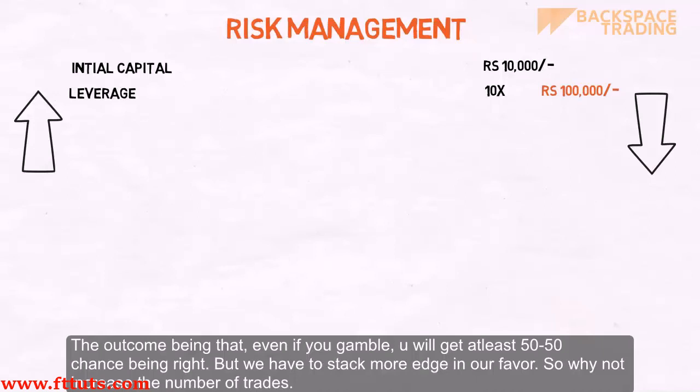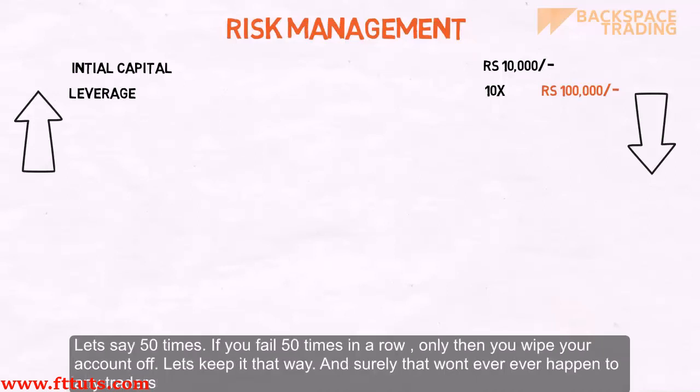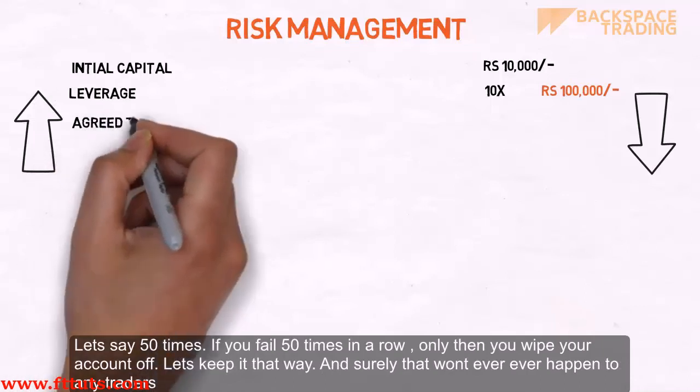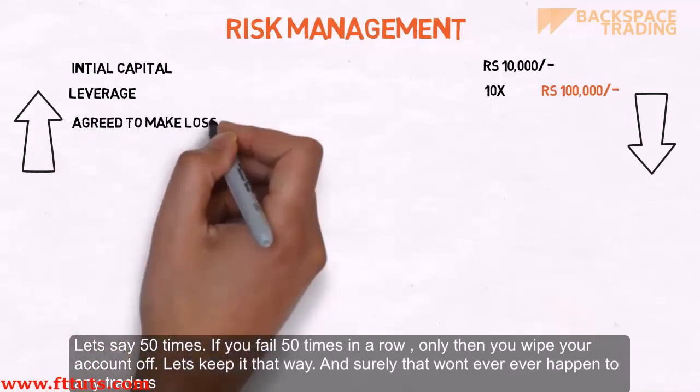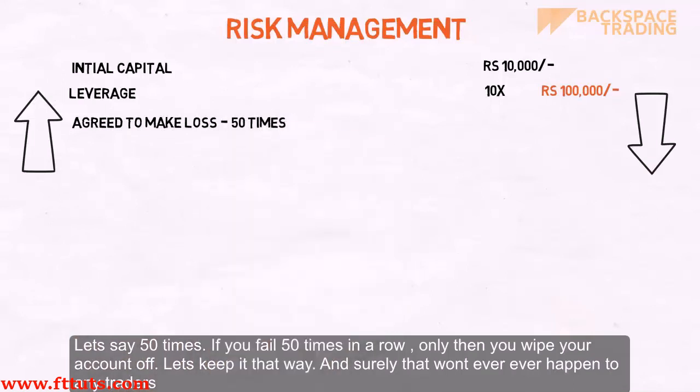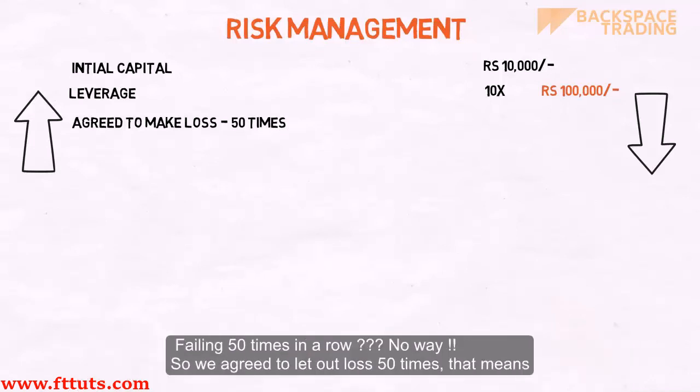So why not increase the number of trades? Say 50 times. If you fail 50 times in a row, only then you wipe off your account. Let's keep it that way. And surely that won't happen ever to any traders. Failing 50 times in a row, no way. Okay, so we agree to let out loss 50 times.